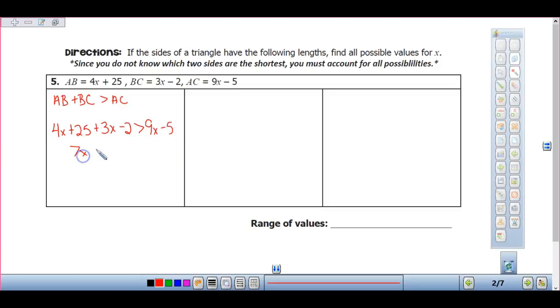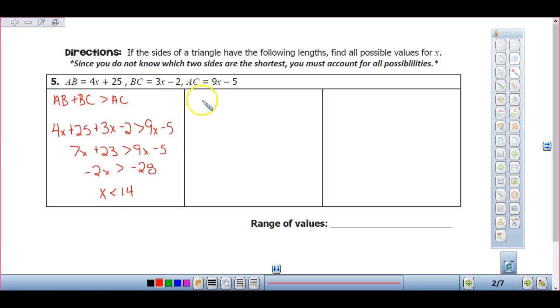So I've got 7x plus 23 is greater than 9x minus 5. Okay, I flip-flop everything. I've got negative 2x is greater than negative 28. And now remember, when I flip that, x has to be less than 14.